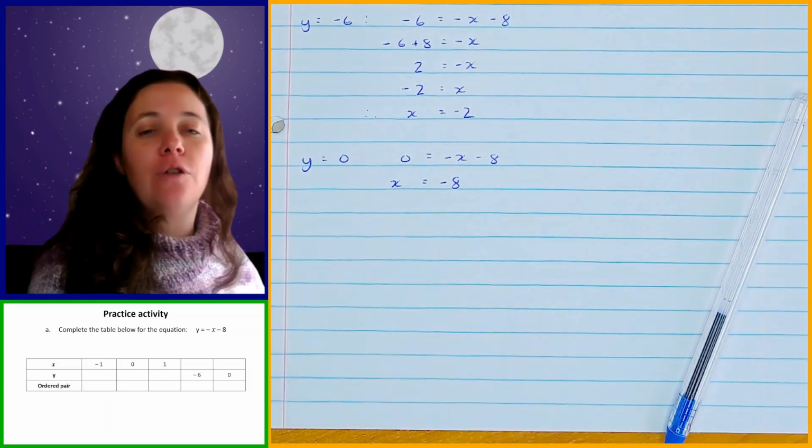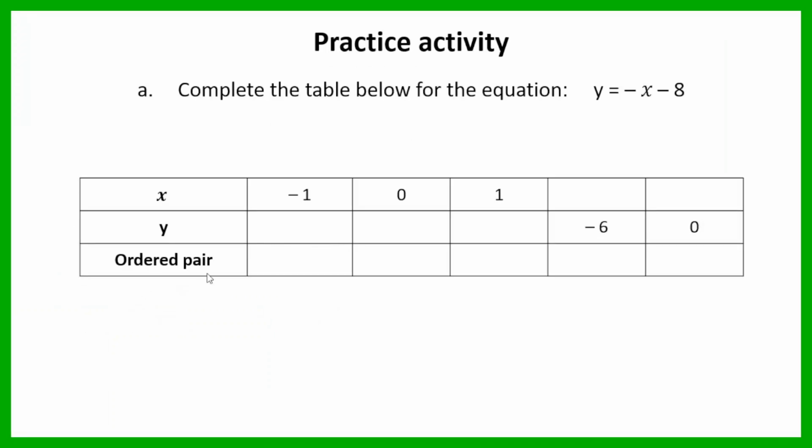Okay, so now let's go and fill those in on our table. So in the table, if x was negative 1, we worked out that y is negative 7, and our ordered pair is then negative 1, negative 7. If x is 0, then y was negative 8, and our ordered pair is 0, negative 8. If x is 1, then y is negative 9, and our ordered pair is 1, negative 9. Then if y was negative 6, we worked out that x would be negative 2, which gives us the ordered pair negative 2, negative 6. And if y is 0, then x is negative 8, giving us the ordered pair negative 8, 0. So that's what you should have got for that example.